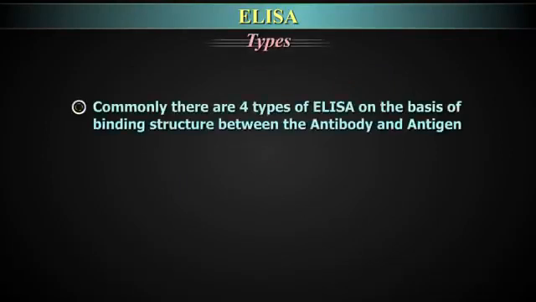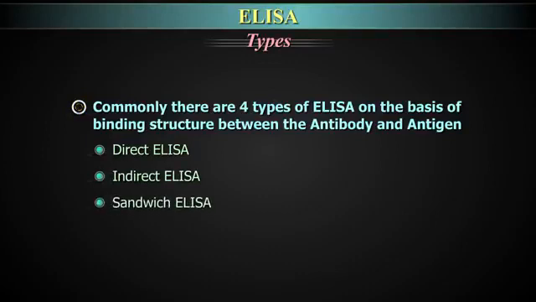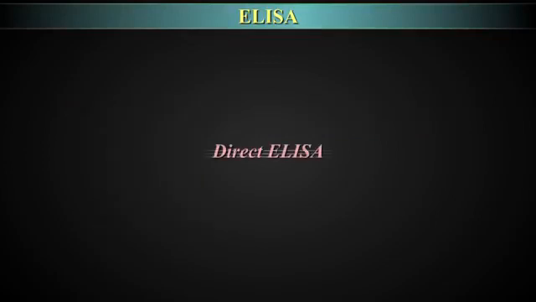Types of ELISA. Commonly, there are 4 types of ELISA on the basis of binding structure between the antibody and the antigen. 1. Direct ELISA. 2. Indirect ELISA. 3. Sandwich ELISA. 4. Competitive ELISA.